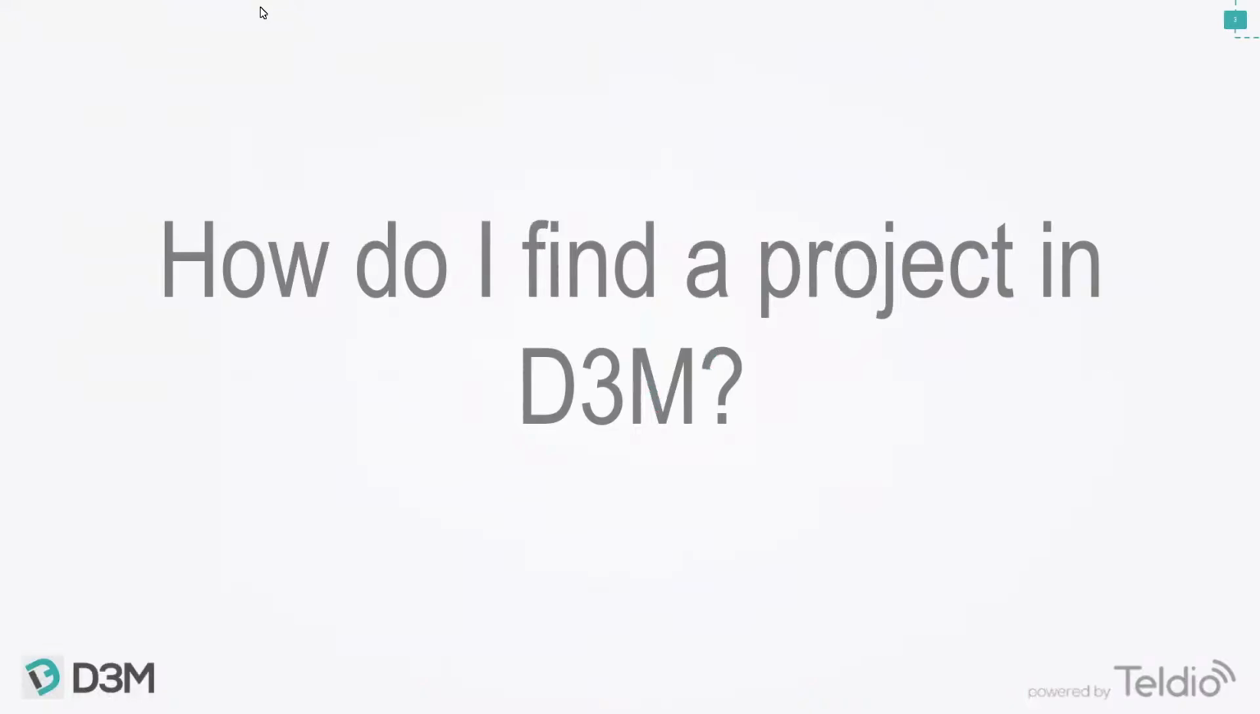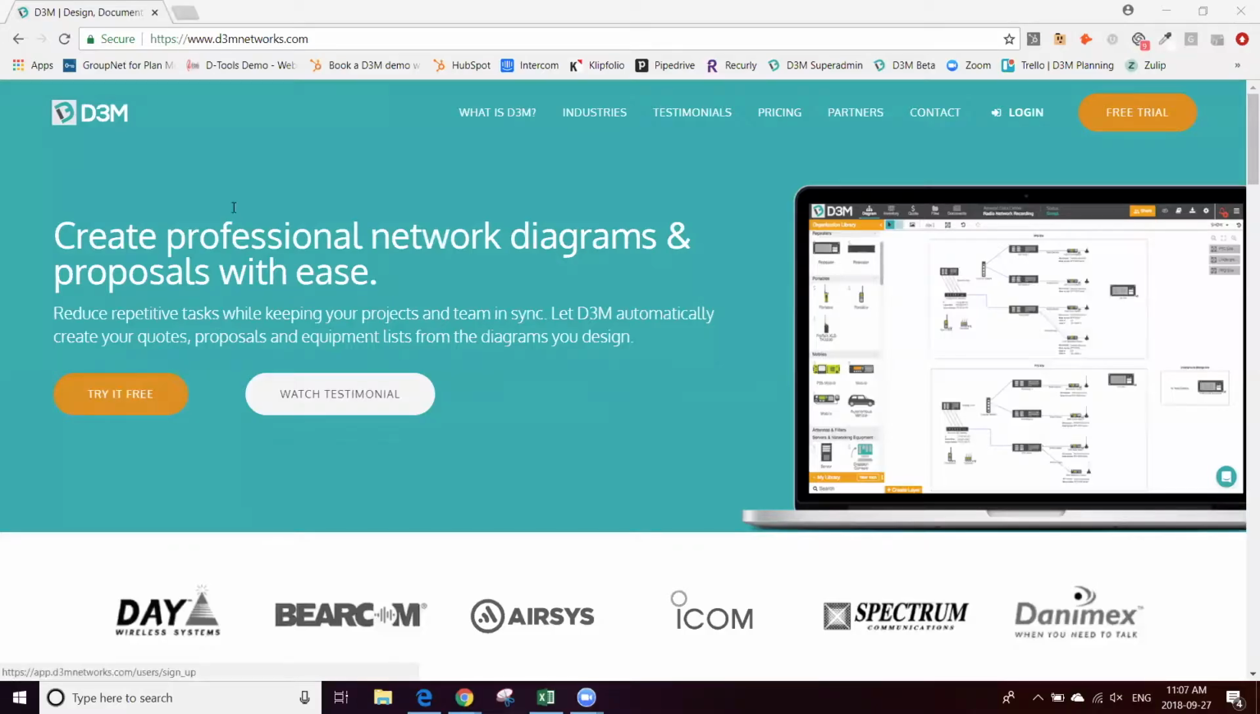How do I find a project in D3M? So how do I find a project in D3M? This is a good question, and this is referring to when you first enter D3M. How do you find any of your projects? Maybe you have a bunch of them. So let's just jump over here to D3M.